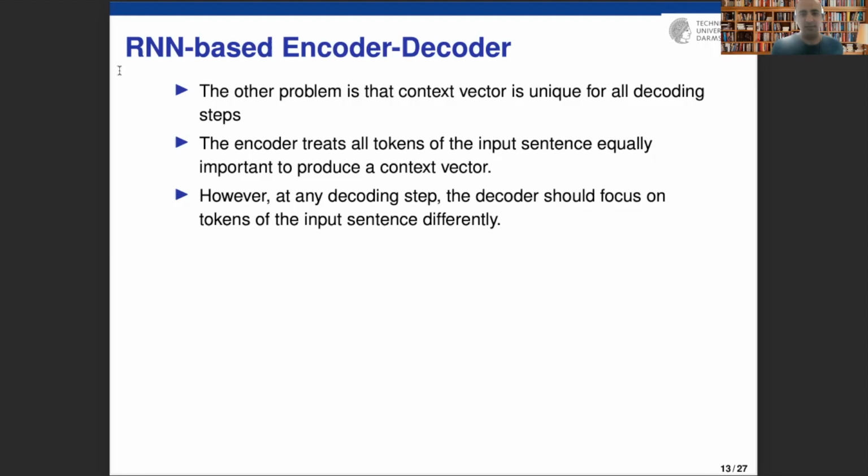But we know that at any decoding step, the decoder should focus on tokens of the input sentence differently. The main idea comes from machine translation: when we want to generate a word in the target language, we need to focus on different parts of the input sentence to generate that word.